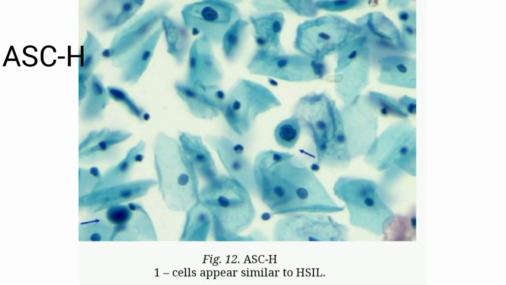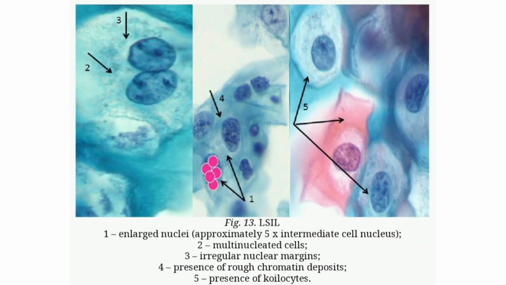This is ASC-H in which we see atypical squamous cells, but we cannot rule out high-grade squamous intraepithelial neoplasia. The cells resemble that of HSIL, so this category is called ASC-H. Then LSIL, low-grade squamous intraepithelial lesion. Here the cells occur singly or in clusters and the size of the nucleus is more than or equal to 3 times the nucleus of a normal intermediate squamous cell.